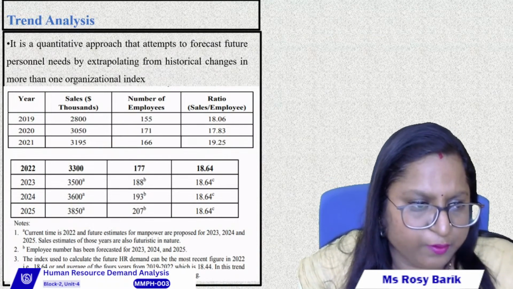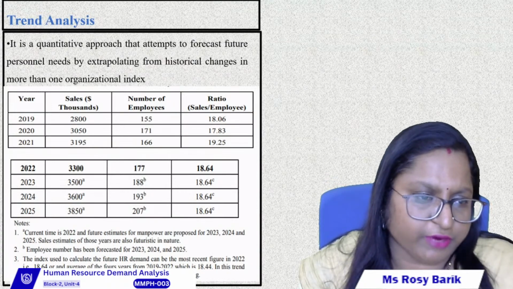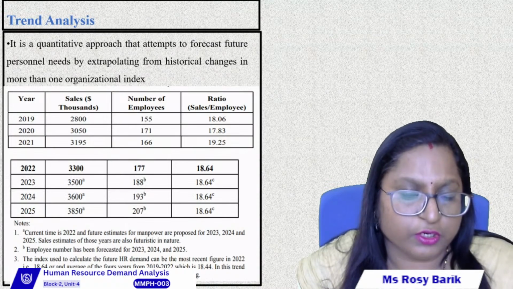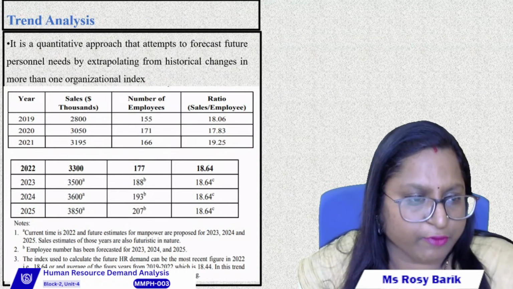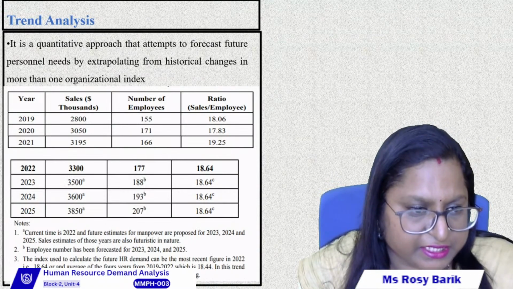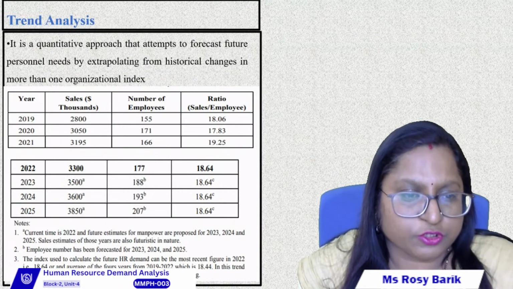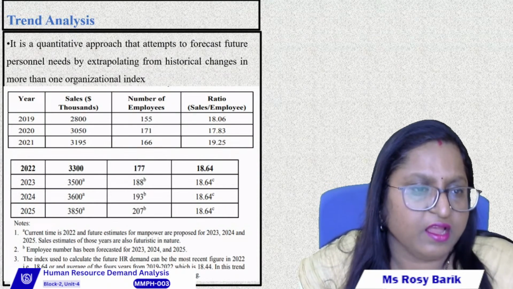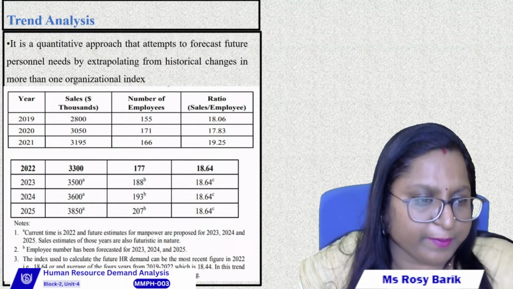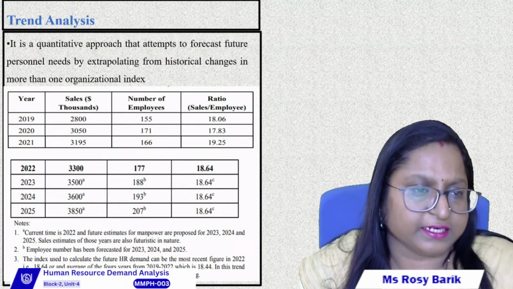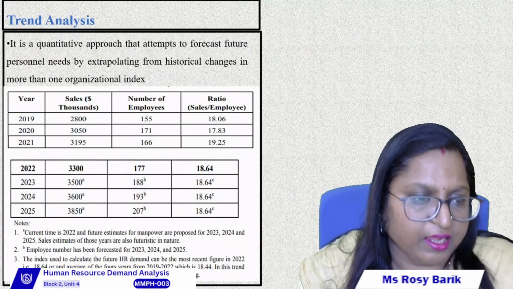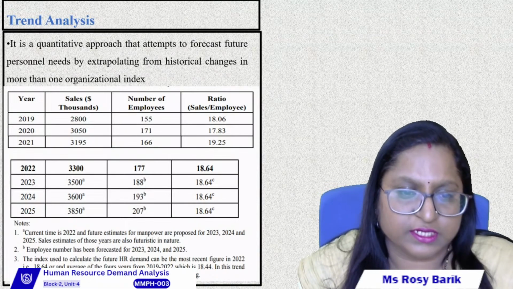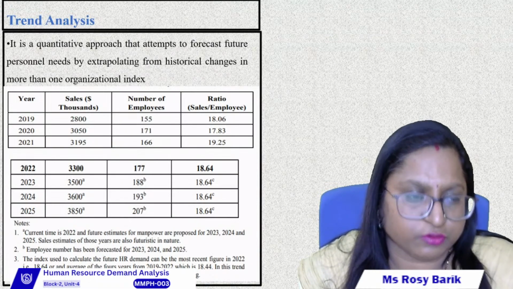So here we can say in notes that the current time is 2022 and the future estimates for manpower are proposed for 2023, 24 and 25. The sales estimates of those years are also futuristic in nature. Employee number has been forecasted for 2023, 24, 25 as 3500, 3600, 3850. The next index used to calculate the HR demand can be the most recent figure in 2022.